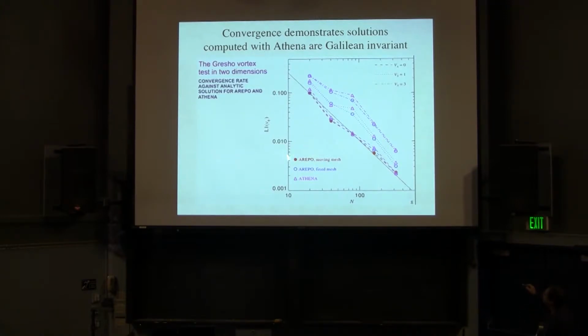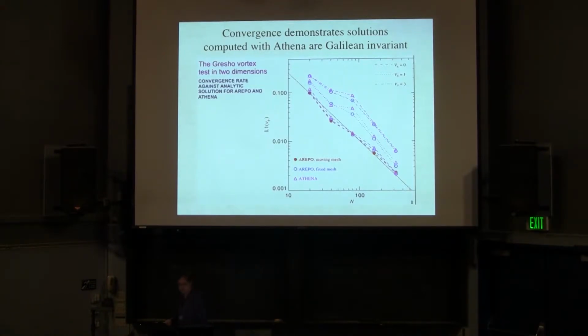And then the symbols here are for AREPO using a moving mesh, a fixed mesh. And then, in fact, he's used Athena to actually compare against, which is the triangles. And so for a flow which is not moving, if you're using a frame of reference which is stationary with respect to the vortex, then this is the dashed solution. So these points here connected by the dashed lines are the convergence of the solution in this fixed, non-moving frame. And you can see that AREPO and Athena are converging at second order and with very, very similar errors.